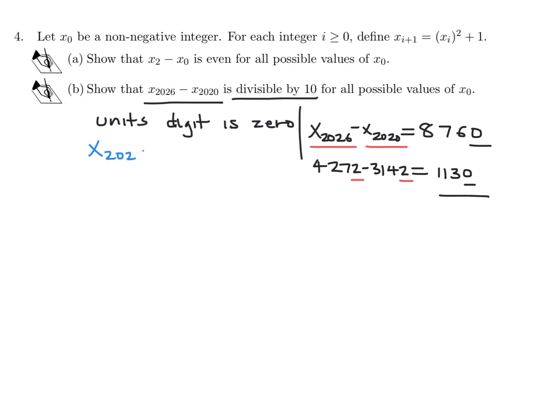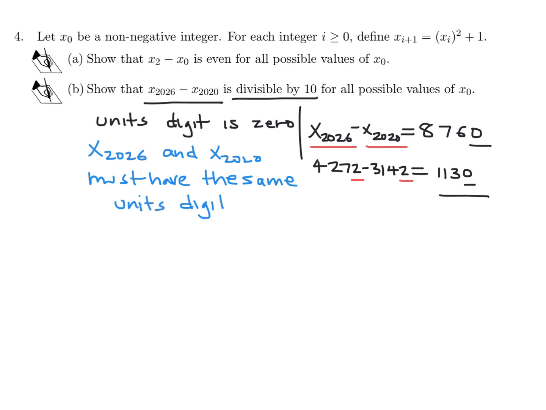x2026 and x2020 must have the same units digit. Whatever it is, it could be 3, it could be 5, but it has to be the same, in order for the difference to give a units digit of 0, which means that it's divisible by 10. Okay, so that's the approach.